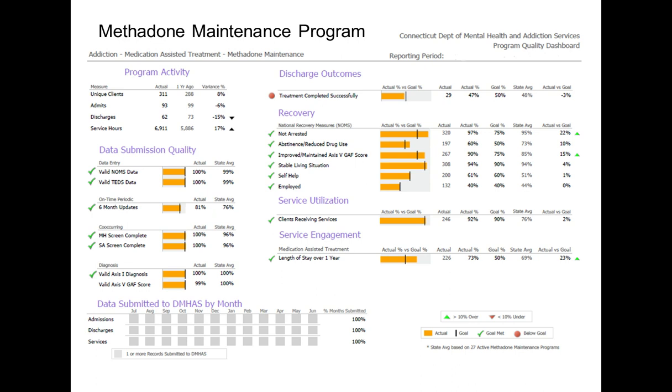Outcome measures and goals vary by level of care or treatment modality. For example, we're measuring different outcomes for detox and outpatient. The reports contain data that we collect in compliance with federal block grant requirements, such as the National Outcome Measures and the Treatment Episode Data Set, the NOMs and the TEDS, as well as additional data elements.